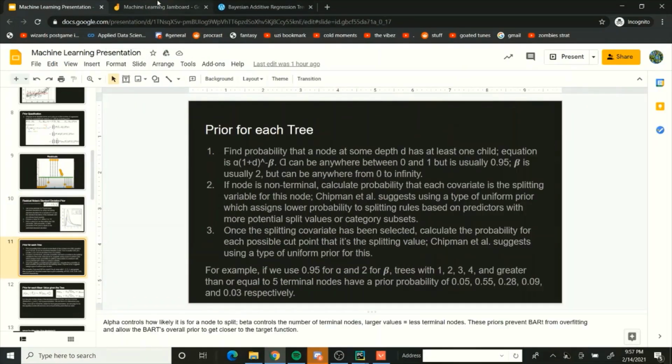Okay, so then how you find the prior for each tree. You can use this equation where alpha is usually 0.95 and beta is usually 2.